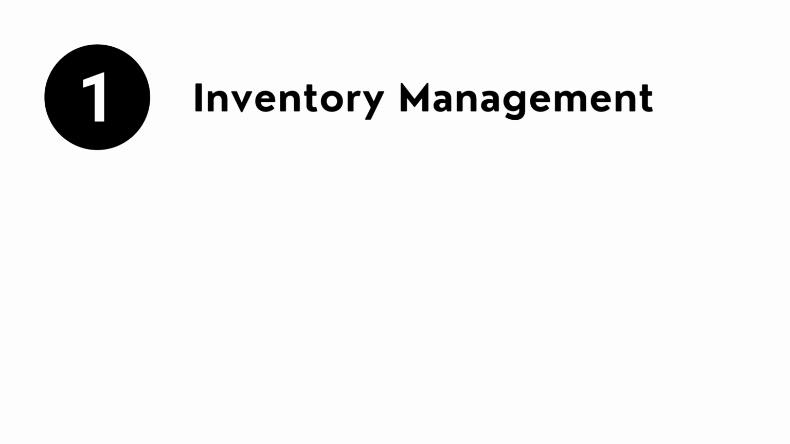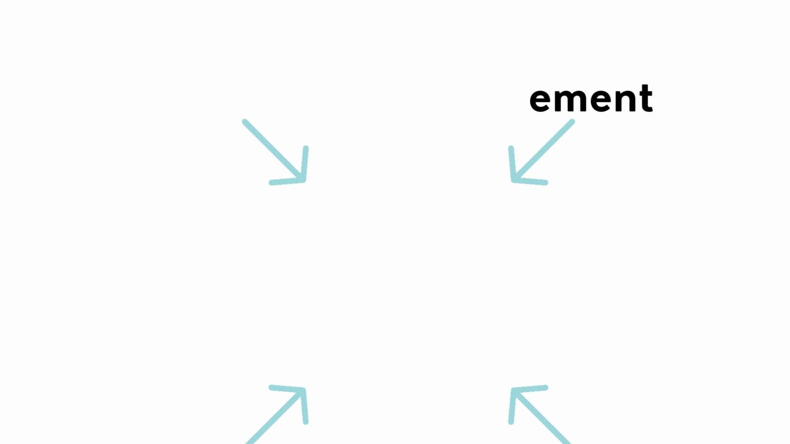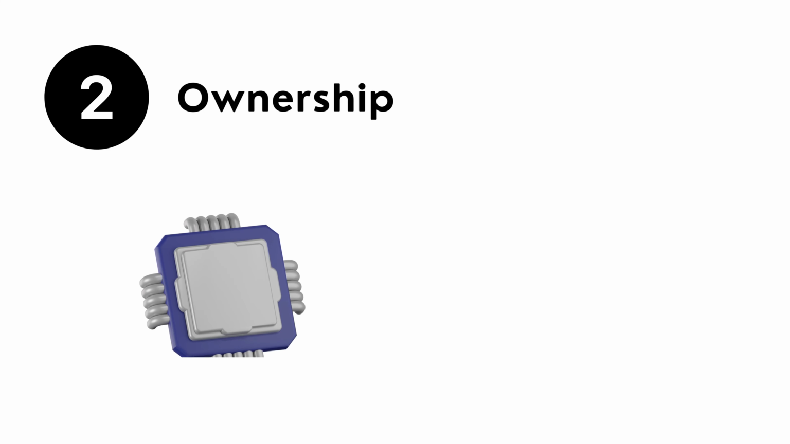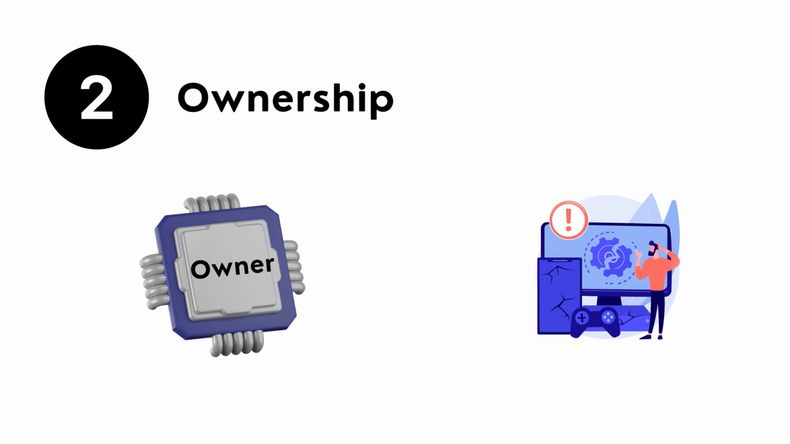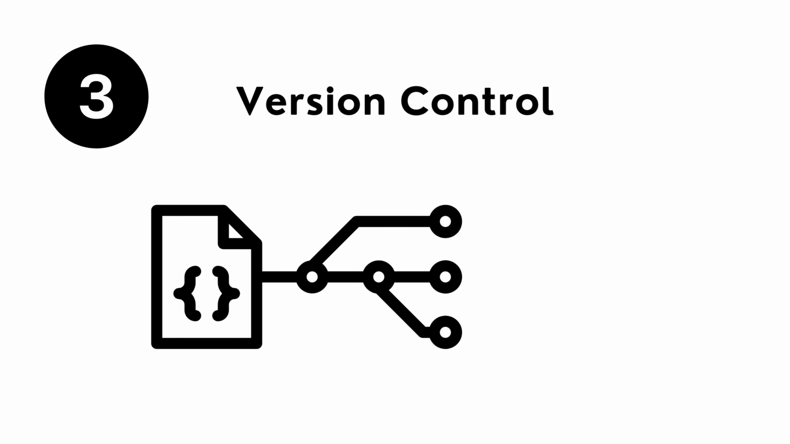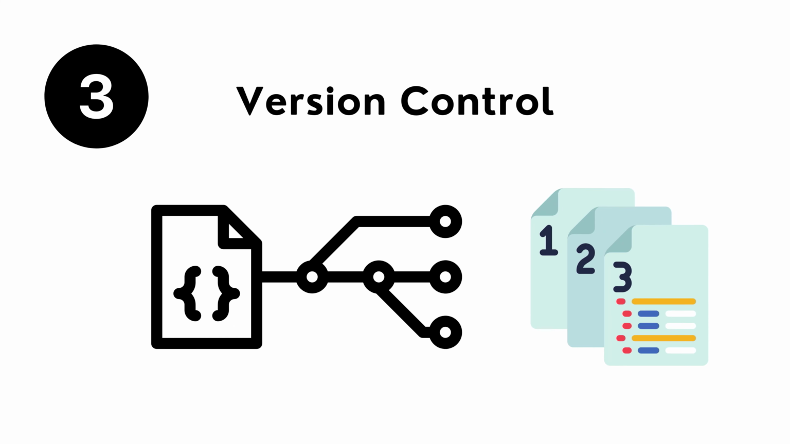The first feature is inventory management. The catalog provides a single source of truth for all software components and their metadata. The second feature is ownership. Track who owns what. Each component in the catalog has an owner, which makes it easy to find out whom to talk to about a particular piece of software. The third feature is version control. The catalog helps you manage different versions of your software components.